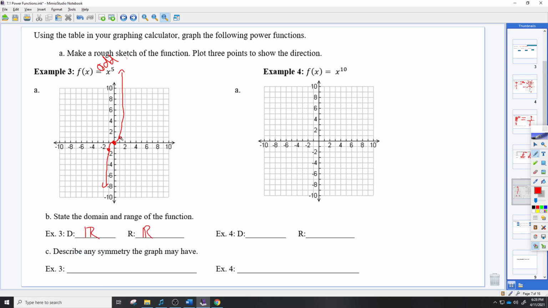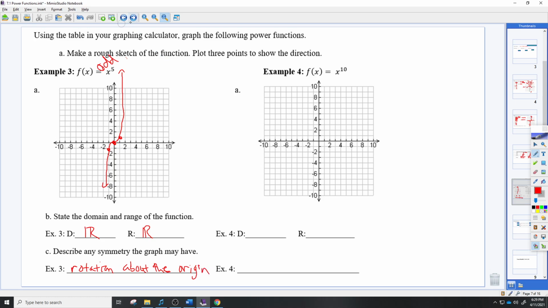What kind of symmetry does the graph have? This has the rotational symmetry. Rotation. I'm just going to write the same thing. About the origin.